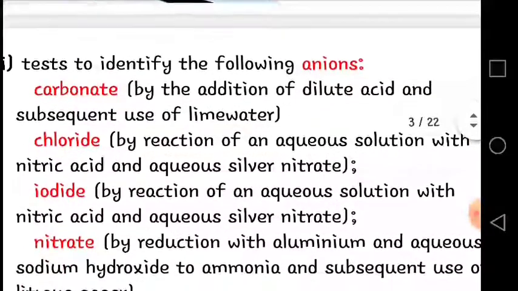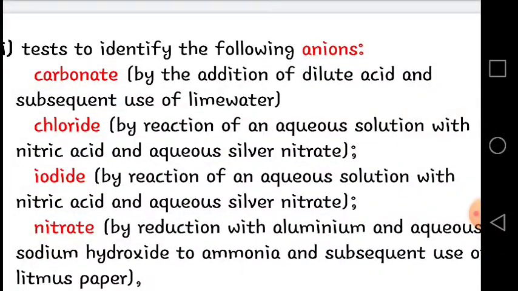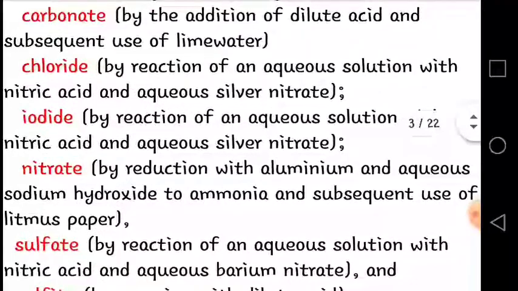Dear students, secondly, we will focus on identifying the following anions, for example, the carbonate by addition of a dilute acid and subsequent use of lime water. Chloride ions by reaction of an aqueous solution with nitric acid and aqueous silver nitrate. Iodide ions by reaction of an aqueous solution with nitric acid and aqueous silver nitrate or lead nitrate. Nitrate ions by reduction with aluminium and aqueous sodium hydroxide to ammonia and subsequent use of litmus paper.